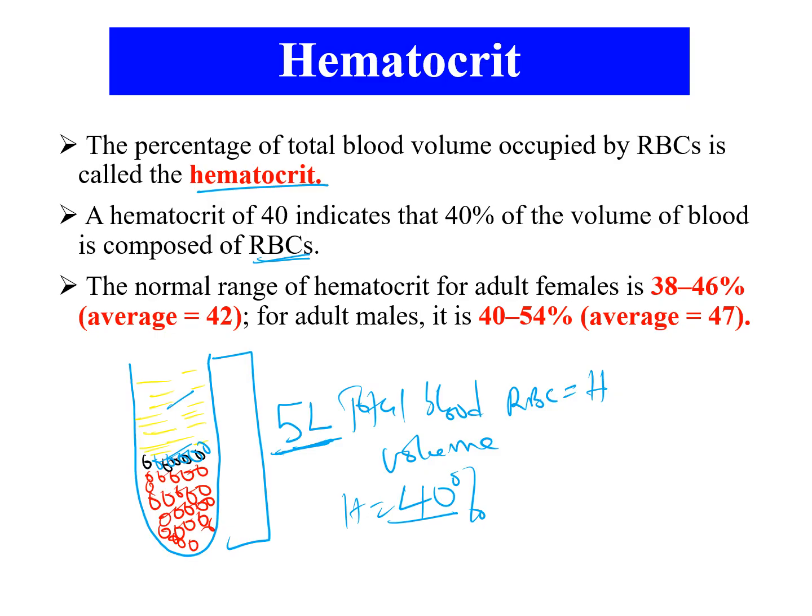Now this hematocrit differs between adult females and adult males. Adult females have a lower hematocrit in comparison to adult males. Adult females have a hematocrit of about 38 to 46%, on average 42%, and adult males have a hematocrit of about 40 to 54%, on average 47%.